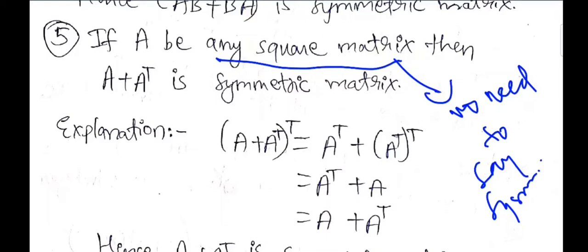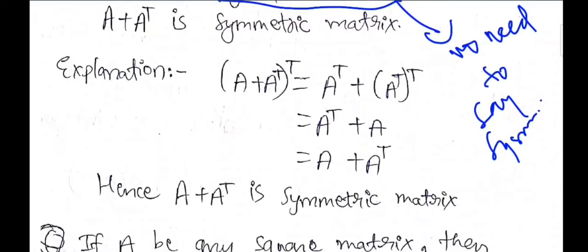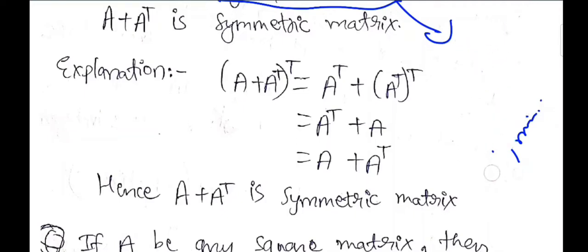The proof: take the transpose of A plus A transpose. The transpose goes onto both terms, so we get A transpose plus A transpose transpose. A transpose is A transpose, and A transpose transpose is A. So this term you write over here, and this term over here, and afterwards you get A plus A transpose. So when we take the transpose of A plus A transpose, it has come out to be A plus A transpose.